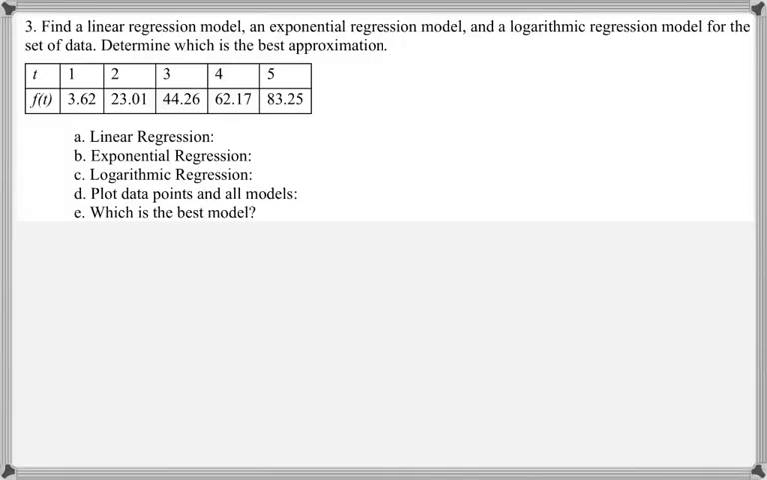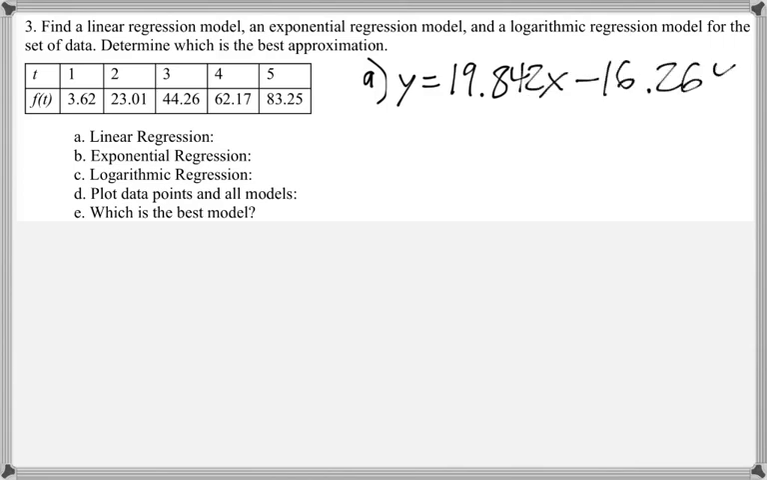Question number 3 wants us to find a linear regression, exponential regression, and logarithmic regression of the set of data. So we're going to run 3 different regressions on the same set of data and figure out which one is the best. So if you do linear regression, you should get 19.842x minus 16.264, and your R value is 0.9997.